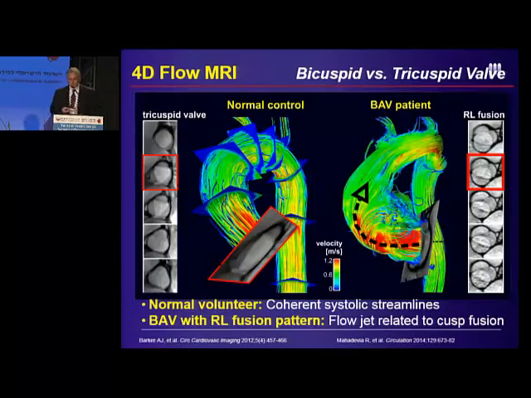So this is just an example to show you how effective this is to look at flow patterns. This is now looking at the aorta. This is a patient with a normal aortic valve. You can see here the nice laminar flow coming out of the aorta. This is a patient who has a bicuspid aortic valve, and you can see the disturbed flow patterns that occur here in the bicuspid aortic valve.